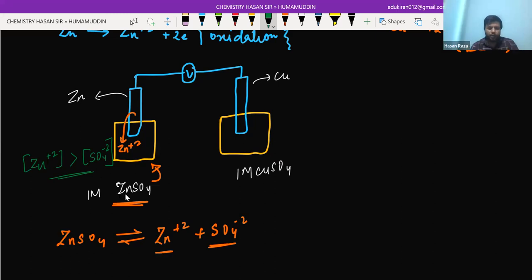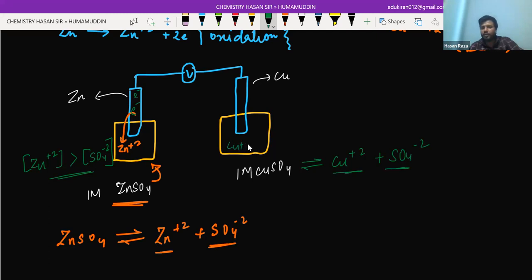Now, on the right hand side, this was CuSO4, and if you dissociate it, you will get Cu plus 2 plus SO4 minus 2. Initially, the concentrations are equal, as well as the charges. But what did you see there?